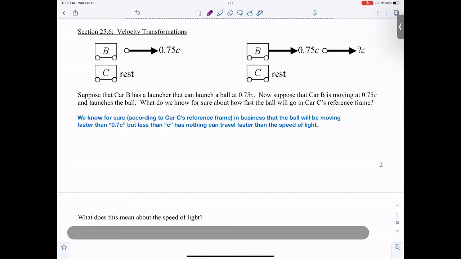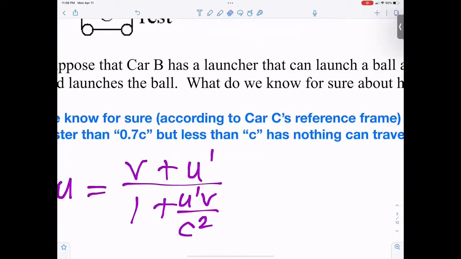So we actually can quantify this too. U represents the speed relative to one observer. That's equal to V, the speed relative to both observers, plus U prime, the speed relative to the other observer, over 1 plus U prime times V over c squared, where this is going to be 0.75 c, and this is going to be c.